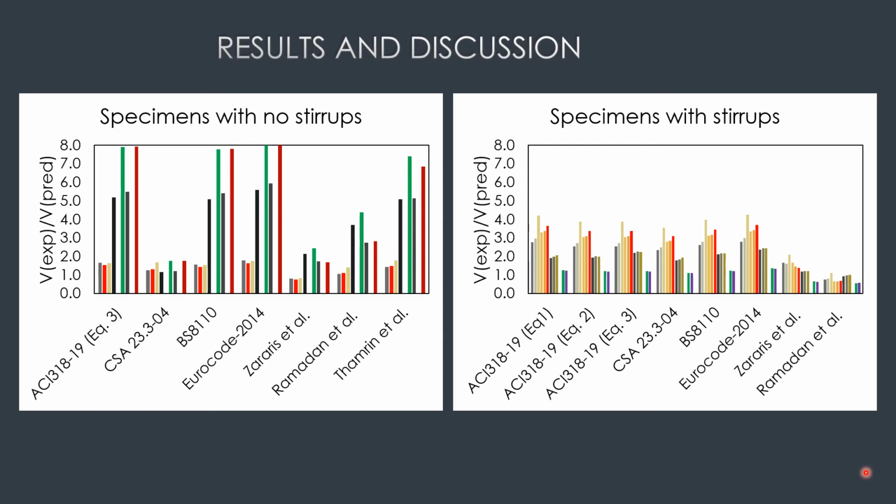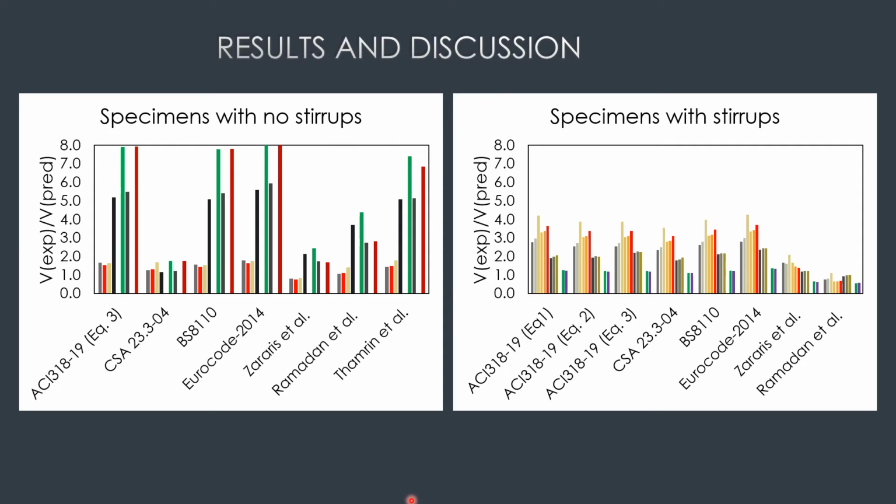As you can see, most of the points are significantly higher than the unity line, indicating very conservative predictions, especially in the beams with no stirrups, where the V experimental to predicted could reach up to 8 in some specimens. Although Thamreen et al. predictions were based on T-sections without stirrups, the equation failed to estimate the true capacity of the T-sections, giving very conservative results, as you can see here.